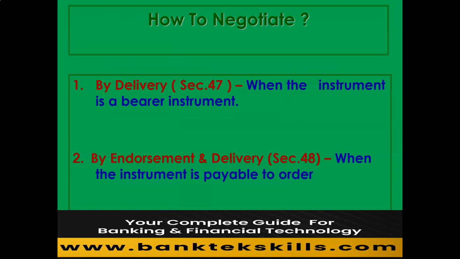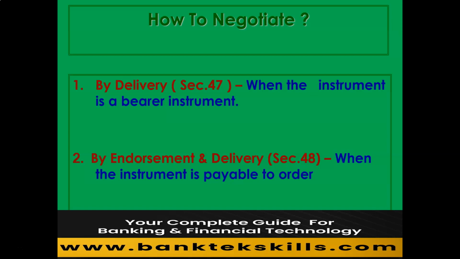How to negotiate? By delivery. Bearer instruments are negotiated by delivery only. You hand over a check to a person when the instrument is a bearer instrument. Section 47. Section 48: endorsement and delivery when the instrument is payable to order. You cut the word bearer and write order in its place. So the payee will get the payment, or the person whom the payee orders, on the back of the check, he will get the payment.